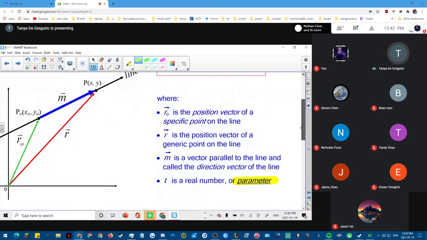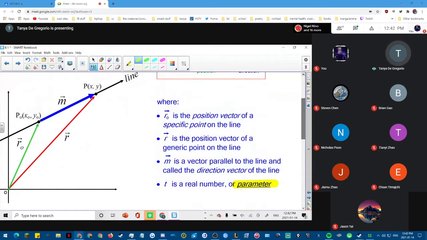R naught is the position vector. So that's a specific point on our line. So that's getting us up onto this line. That position vector is what gets us onto the line. Then I need a direction vector added to it to get my resultant R. So I need a direction vector that is parallel to this line. So then I can find the resultant R. And that's how we define the line.